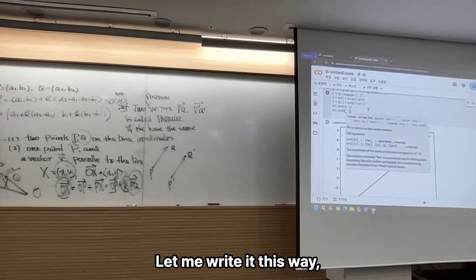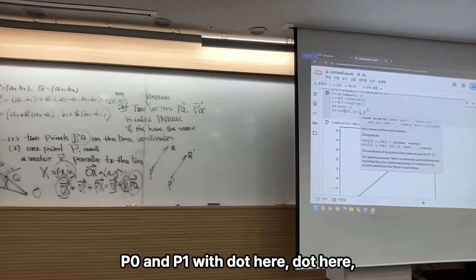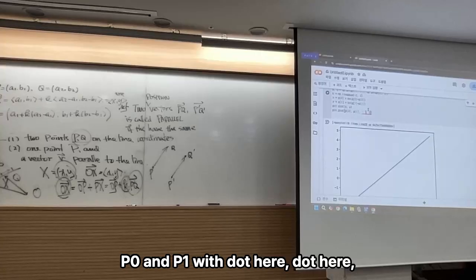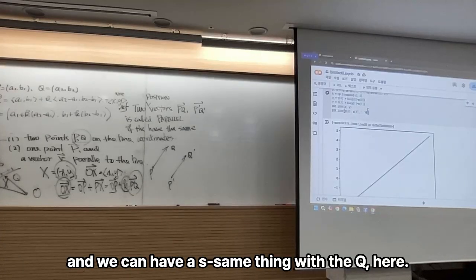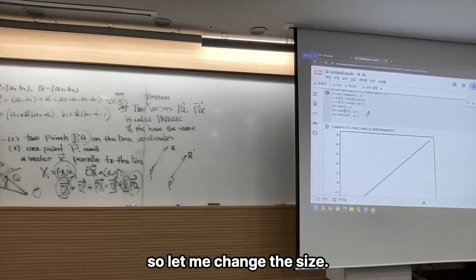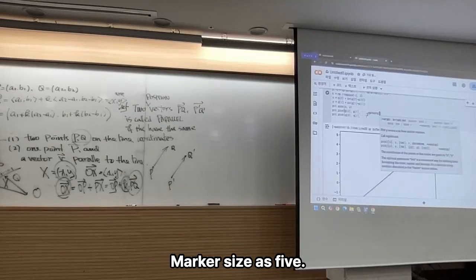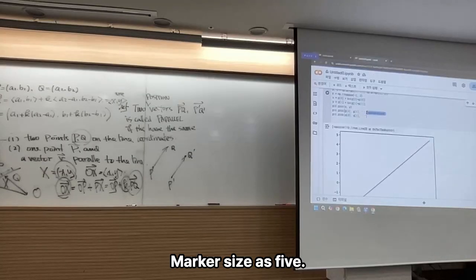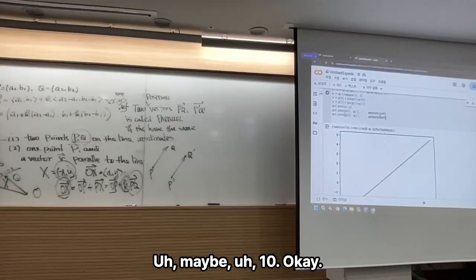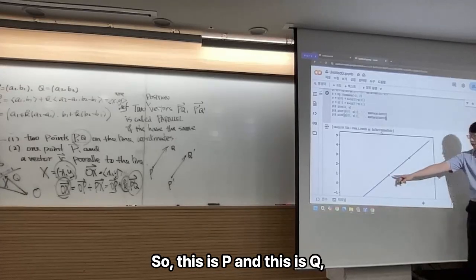So let me write it this way. P0 and P1 with dot here, and we can have the same thing with the Q here. It's a bit small, so let me change the marker size as 5. Maybe 10. Okay. So this is P and this is Q.